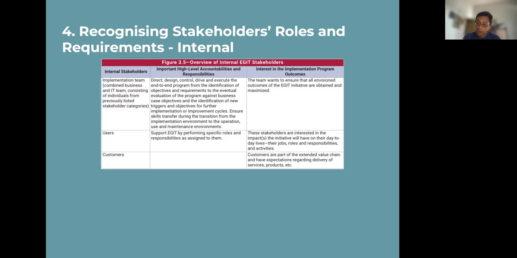And also the customers, for sure. The customer is part of the extended value chain and has expectations regarding delivery of services and products. Remember, the customer is actually the last point, after we improve the business processes and improve the IT processes, and then we will provide the best product, whether it is goods or services, to the customers of your company. For example, in banking, they will have the users, or in bahasa it is called nasabah, right?